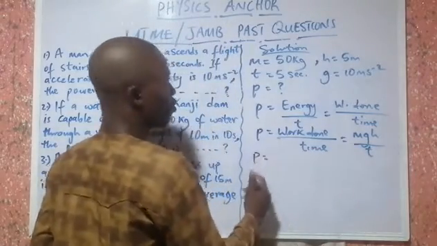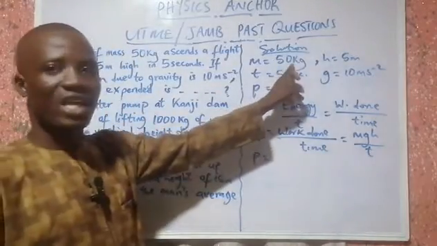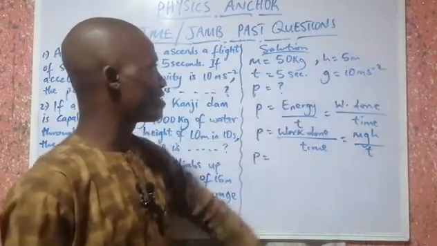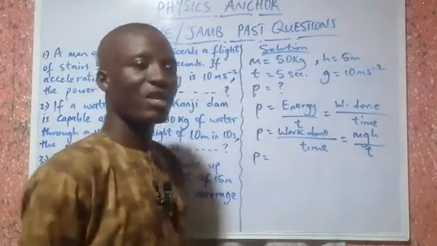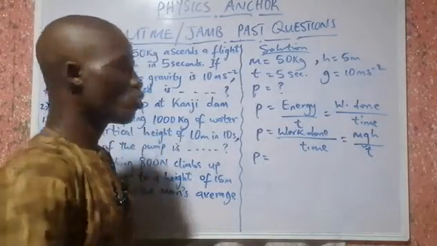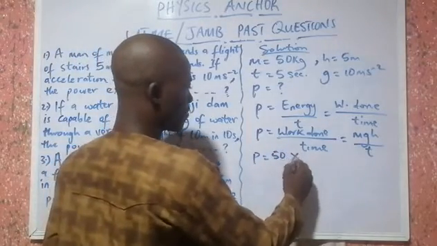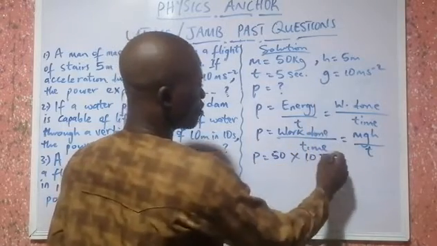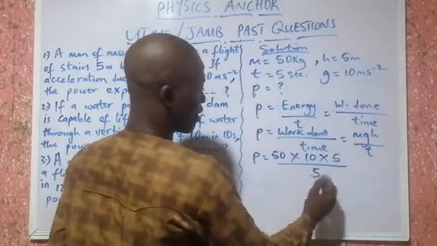So you can now say power equals, check every parameter given and be sure that they are in their SI units. So the mass is in kilogram, the height is in meter, the time is in seconds, the acceleration due to gravity is in meter per second square. So we can be rest assured that we don't need to do any conversion, so we can go ahead by using them. So our mass is 50, times the acceleration due to gravity, times height given, which is 5 meters, and then over 5, which is our time.